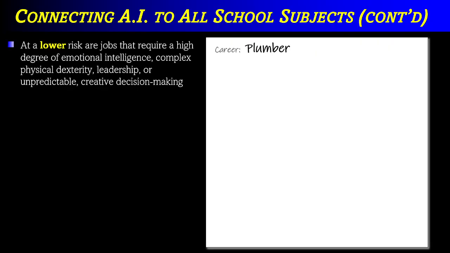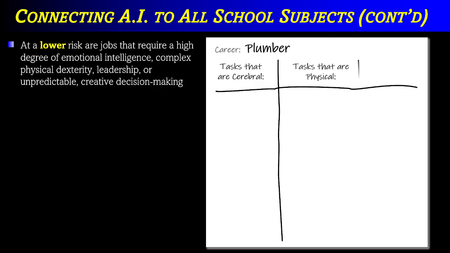So let's try that. At a lower level or at a lower risk are jobs that require a high degree of emotional intelligence, complex physical dexterity, leadership, or unpredictable creative decision making. So let's take the career of a plumber. And let's say this was an on-the-board activity with a class. You would say, okay, let's take the career of a plumber, and what are the tasks in the career of a plumber that are cerebral in nature, exist within the realm of the mental skill set, and tasks that are physical in nature, and then tasks that are social in nature.